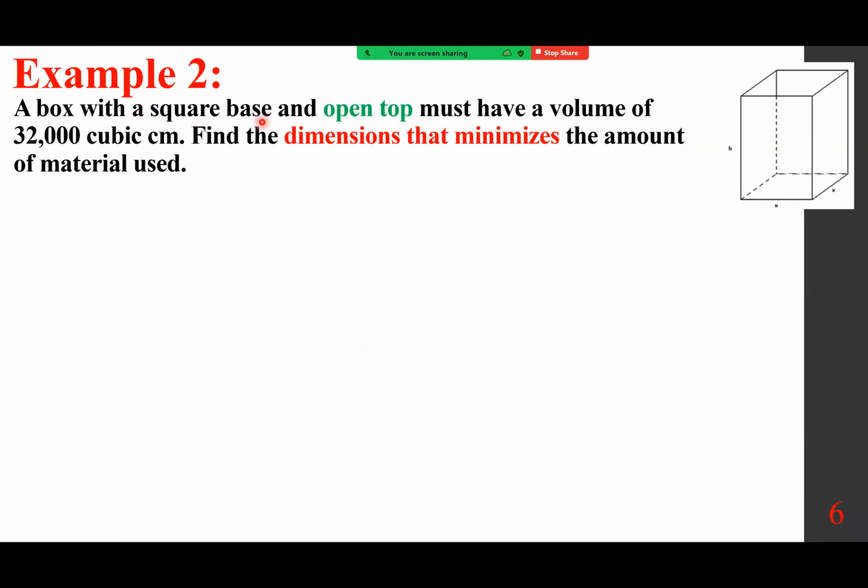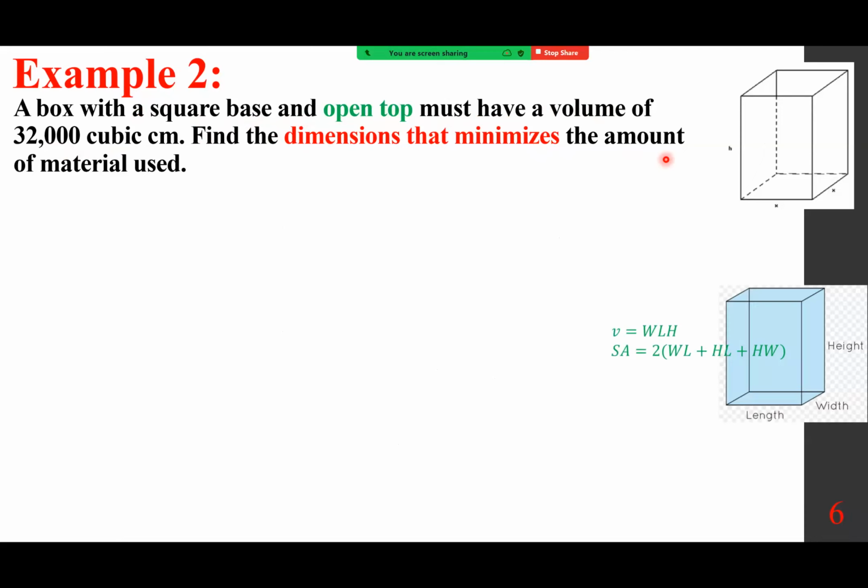A box with a square base and open top must have a volume of 32,000 cubic centimeters. Find the dimensions that minimize the amount of material used. Well, reminding everybody about some basic geometric formulas.